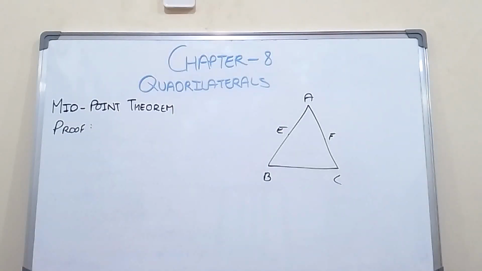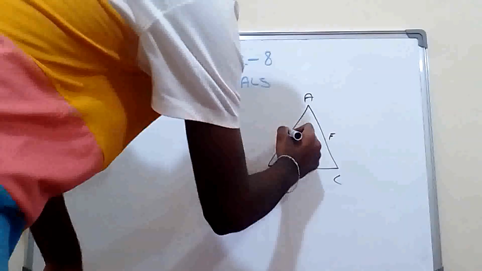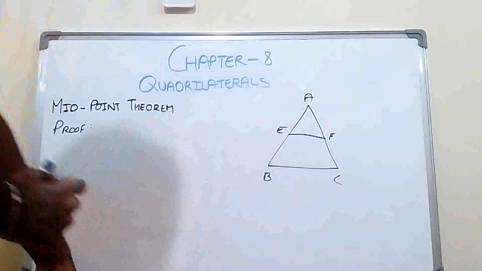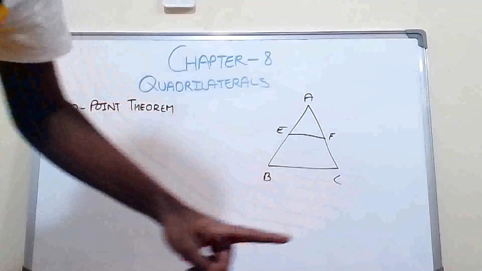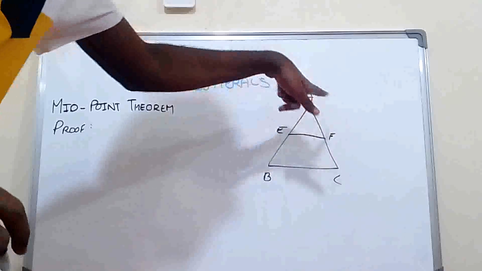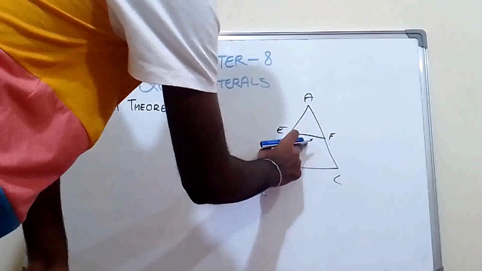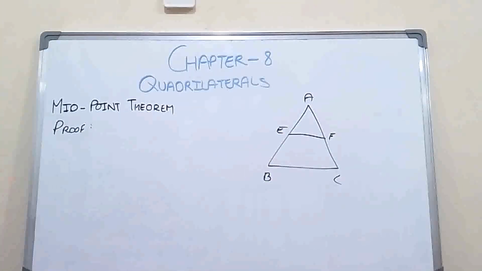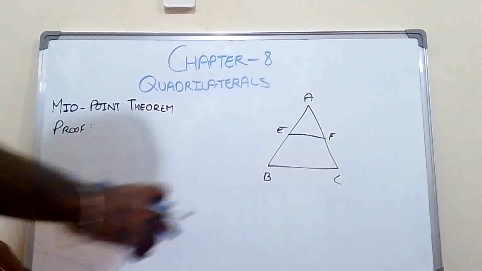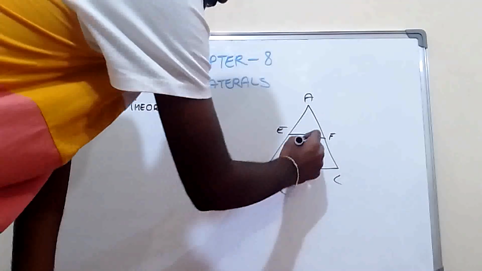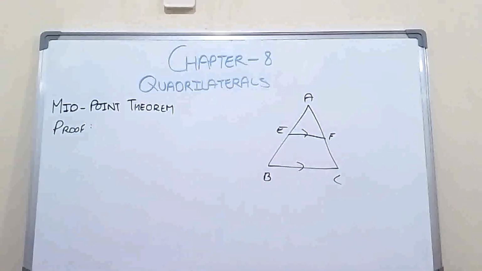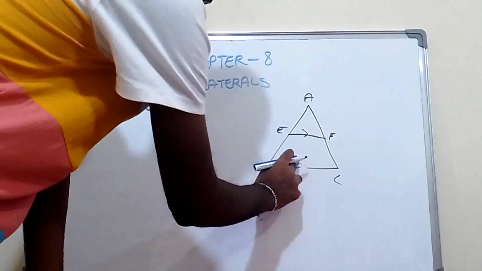The midpoint theorem states that the line joining the midpoints of two sides of a triangle, which means the line segment joining E and F, where E is a midpoint of AB and F is a midpoint of AC, is parallel to the third side and also half of the third side. So here it says that EF is parallel to BC and also that EF is half of BC. So let's see how we can prove this.